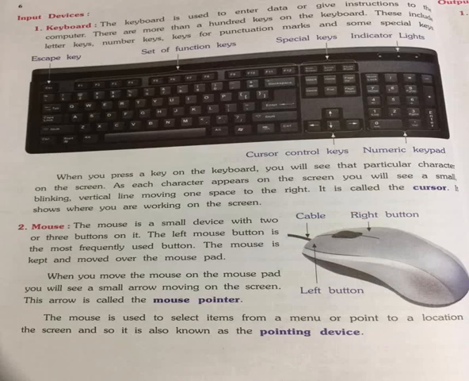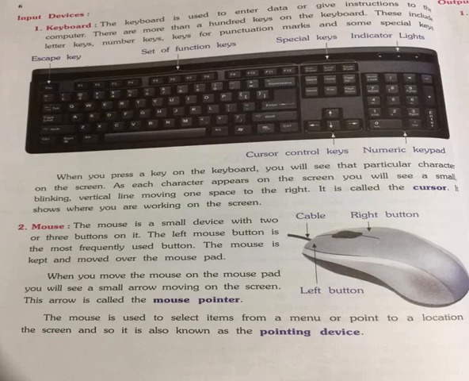When you press a key on the keyboard, you will see that particular character on the screen. When you are pressing H, I, whatever the key, you can see that on the screen. As each character appears on the screen, you will see a small blinking vertical line moving one space to the right. That blinking vertical line is called the cursor. It shows where you are working on the screen.